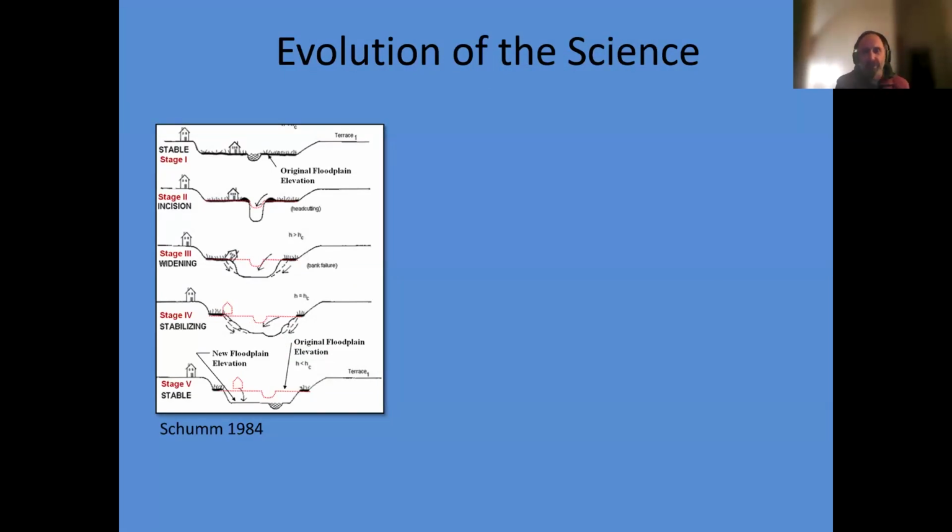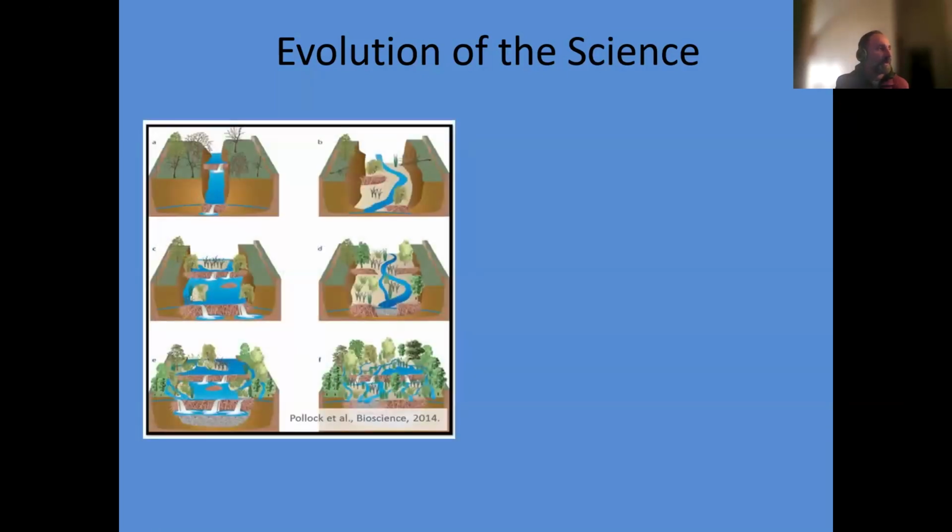So I show the Schumm evolution model. It's based on observations of rivers that had long been disturbed, right? And scientists really didn't think about that. And that's how we came to have this misunderstanding of the single channel as the dominant channel morphology type in the U.S. But now we understand the biology plays a huge role.